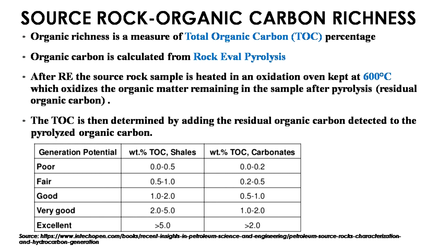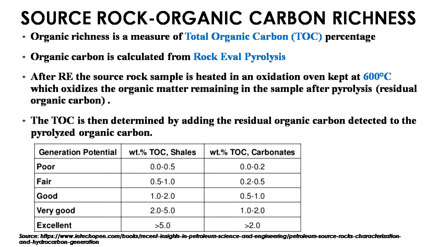Now, if you remember, in the last part, I told you about three elements of source rock characterization: the organic carbon richness, the kerogen type and the thermal maturity. So, let us begin with the organic carbon richness. What is organic carbon richness? We also call it the total organic carbon percentage.